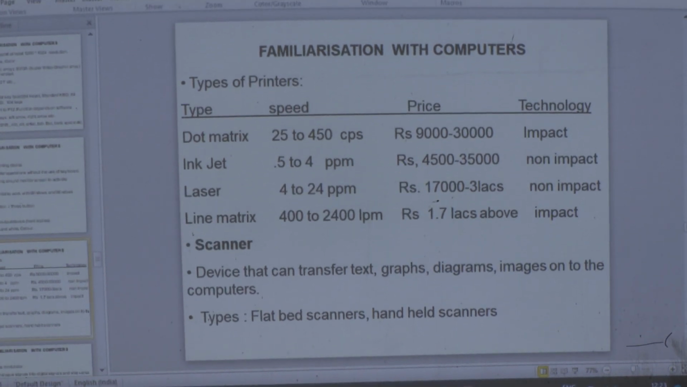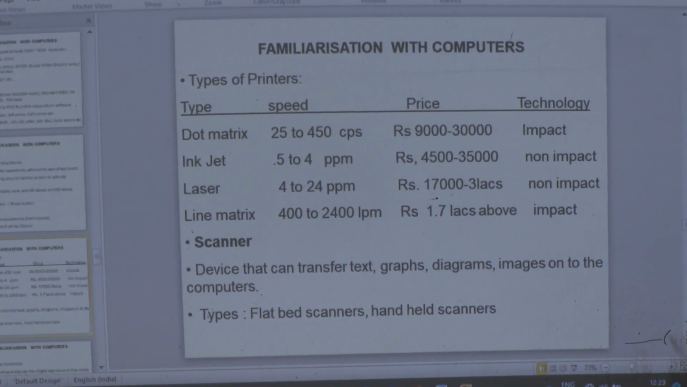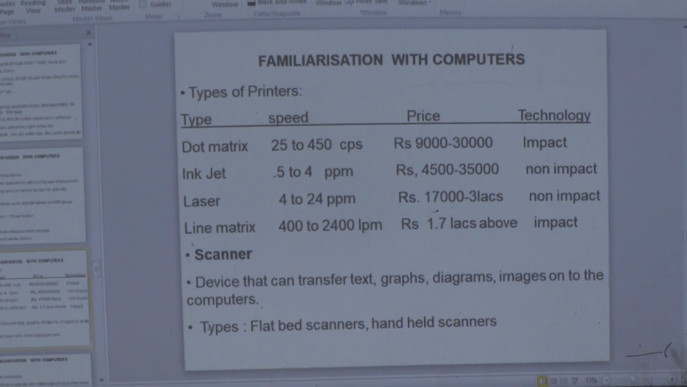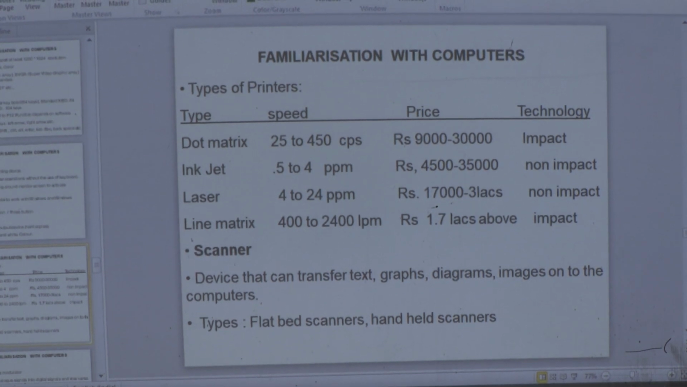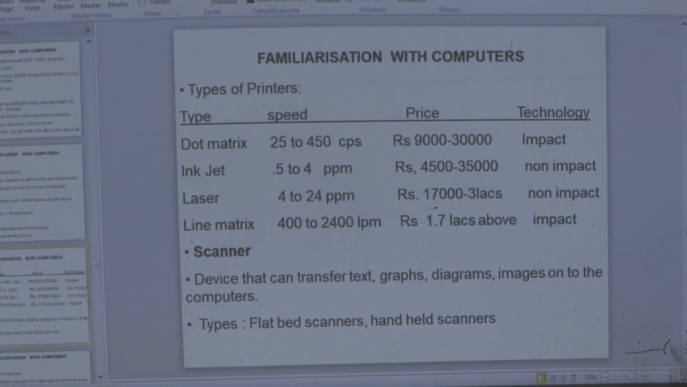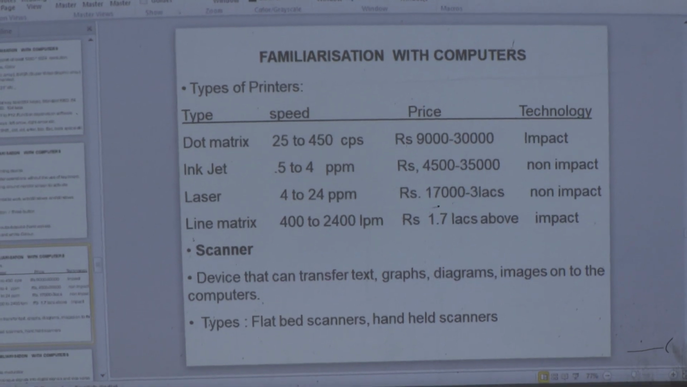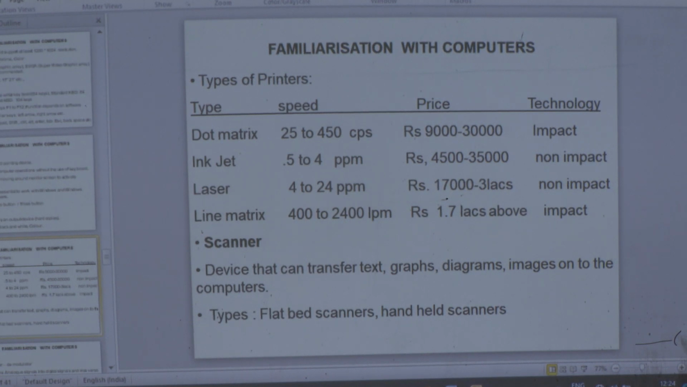So, in different types of printers, I have already explained dot matrix printers, inkjet printers, laser printers, and then line matrix printers. Line matrix means characters are printed line by line. For dot matrix printers, the speed is 25 to 450 CPS, where CPS means characters per second. This is the cheapest printer. It starts from 9,000, and now it is available at still cheaper prices. These are very old rates. This technology is impact.